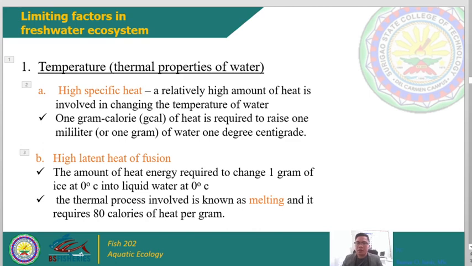Okay? So next up are the limiting factors in freshwater ecosystem. So the major or the very common limiting factor among aquatic ecosystems is the temperature. So temperature plays a very important role in the diversity of the aquatic environment. So since we're talking about temperature, we must not forget the thermal properties of water. First property of water with regards to temperature is the high specific heat, no? A relatively high amount of heat is involved in changing the water temperature. So 1 gram calorie of heat is required to raise 1 gram of water by 1 degree centigrade.